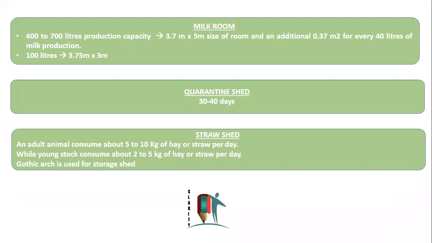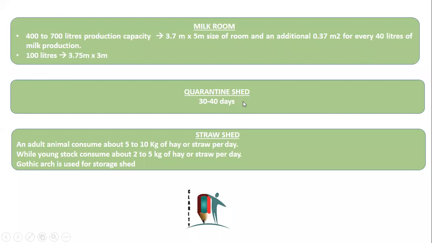Now coming to the milk room. For 400 to 700 liter production capacity, the milk room should be of size 3.7 into 5. And if you increase the milk capacity, for every 40 liters the area should increase by 0.37 square meter, right? If milking capacity now is 700 liters, then if it is increased to 740 liters, say, you must increase the area of the milk room by 0.37 meter square. For 100 liter milking capacity, the area is 3.75. The first term is almost the same, 3.7, 3.7. It is 5 meter here, it is 3 meter here.